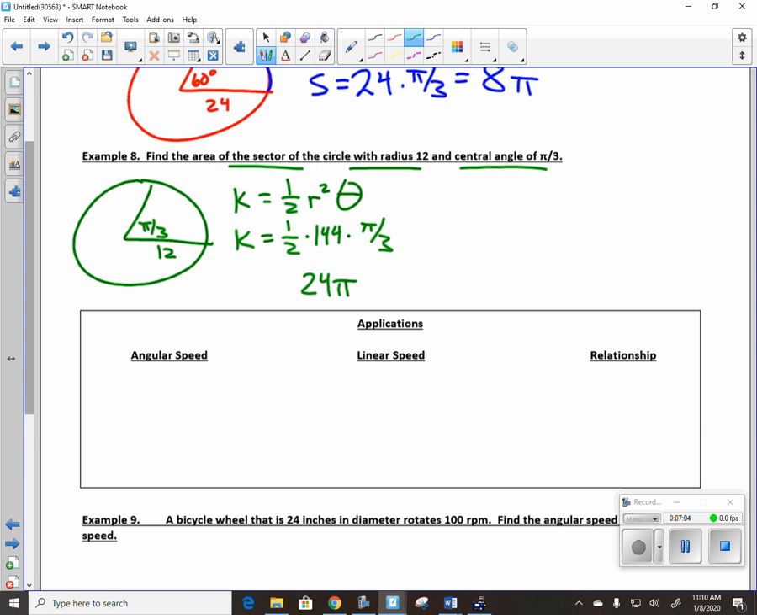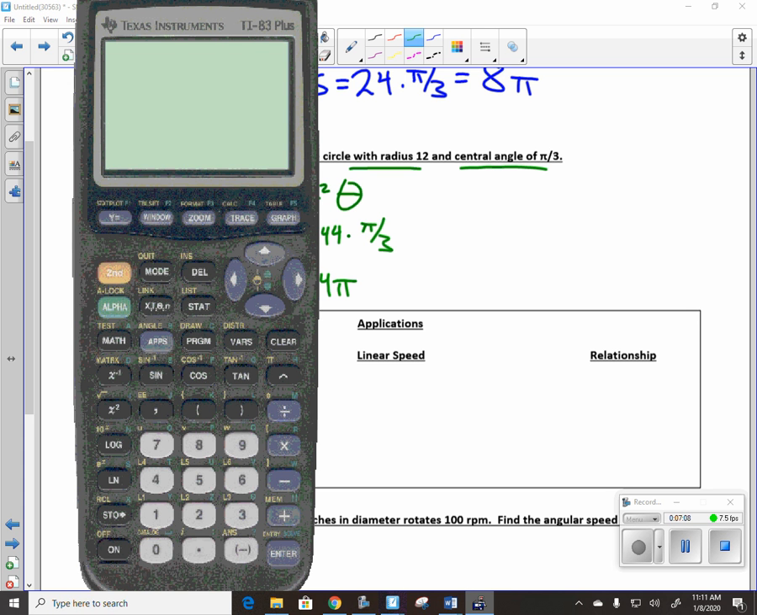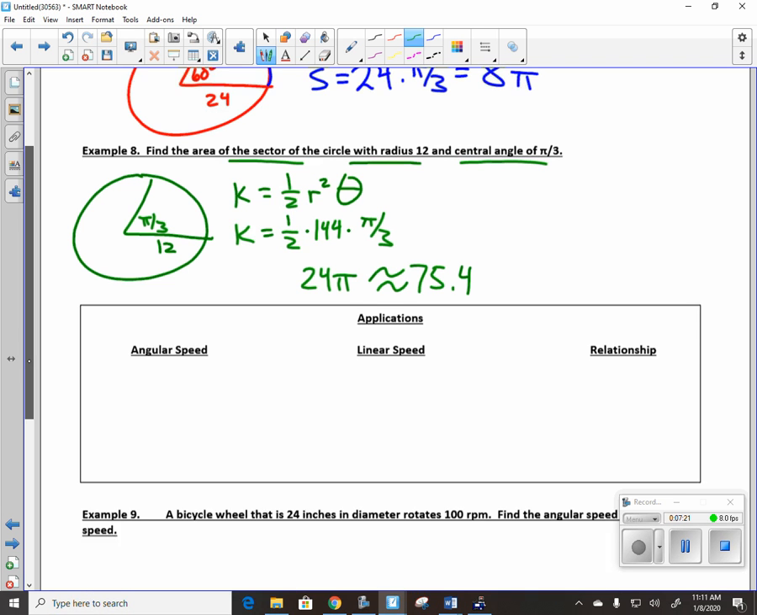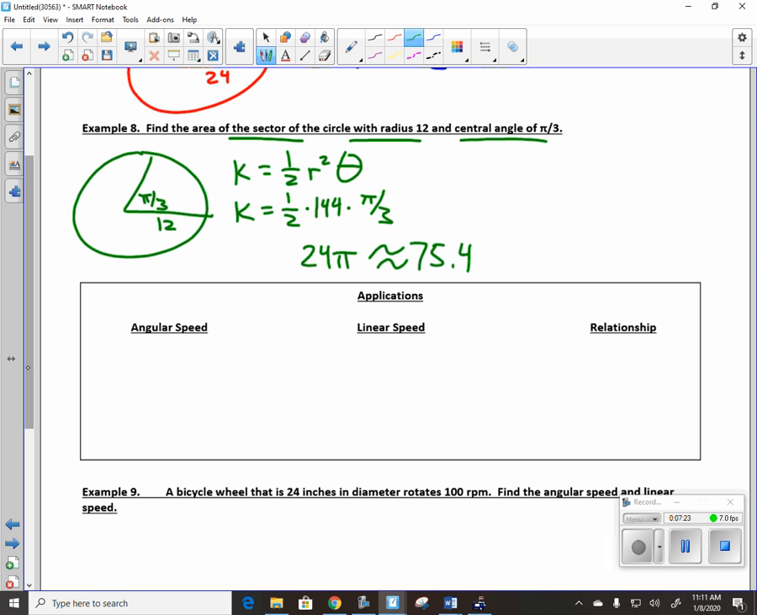If you didn't want the exact value and said, please round to the nearest tenth, then what you would do is take 24 on your calculator and multiply it by pi, and you would get 75.4. So it's approximately 75.4. If it asks for the value in terms of pi, please make sure that you write it in terms of pi. Okay. There we go.